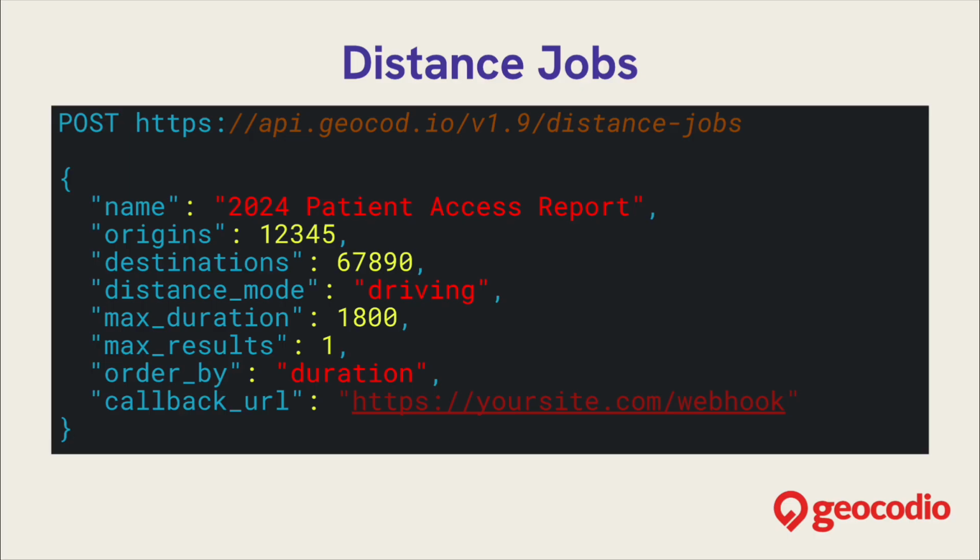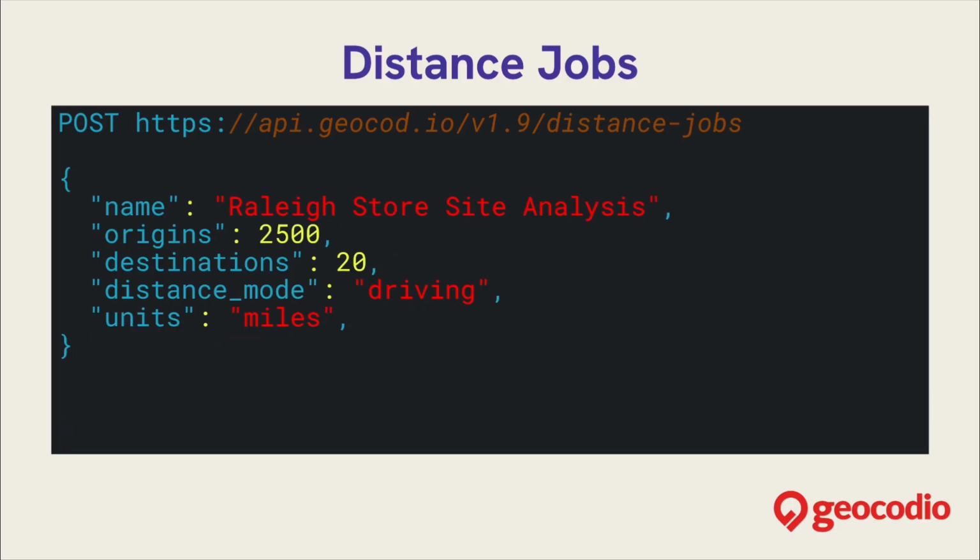Those origin and destination values, 12345 and 67890, are list IDs from spreadsheets you've uploaded to Geocodio. Your patient address is in one list, your clinic address is in another. You can also pass coordinates or addresses directly as arrays. Notice the filters. Max duration of 1800 seconds is 30 minutes. Max results of 1 gives you just the single closest clinic. Order by duration sorts by drive time. The callback URL means Geocodio will post to your server when the job completes. No polling required.